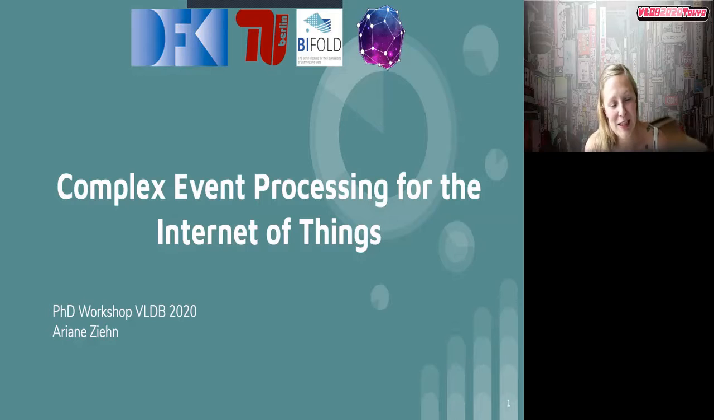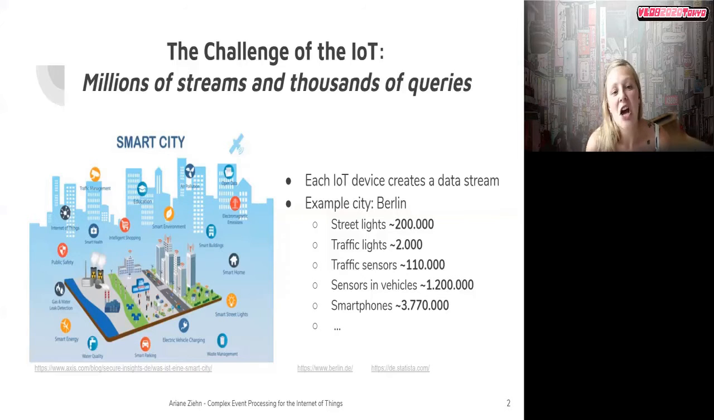I started my PhD in April 2020, and in this talk, I would like to present to you my PhD topic, complex event processing for the Internet of Things. We focus on IoT scenarios with millions of streams and thousands of queries. Those scenarios enable large IoT applications, such as smart cities with several sub-applications. As you can see in the figure, smart streetlights and waste management might contribute to a smart city application.